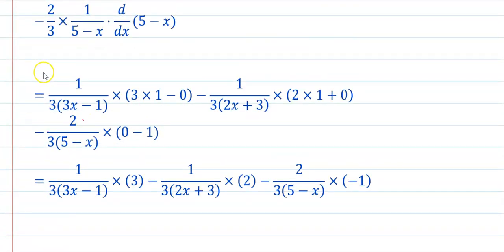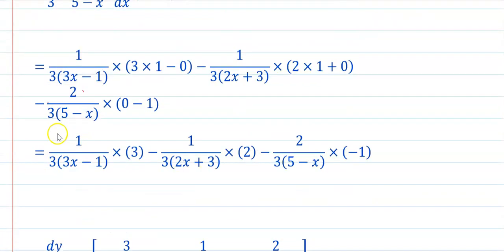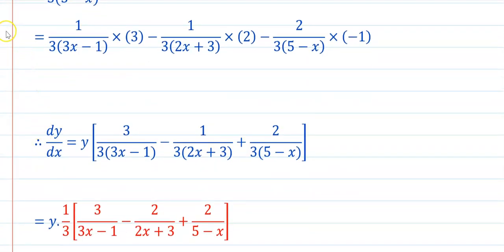Okay, overall therefore this is the 1 upon y into dy by dx. Therefore dy by dx is equals to y into this whole bracket, that is 3 upon 3 in bracket 3x minus 1, minus 2 upon 3 in bracket 2x plus 3, and lastly this minus and minus that will become plus 2 upon 3 in bracket 5 minus x.